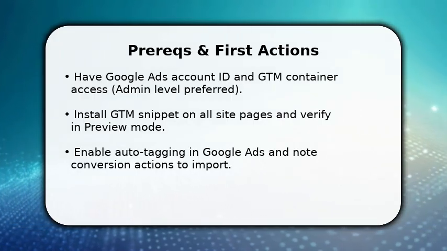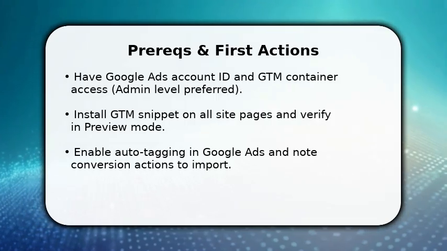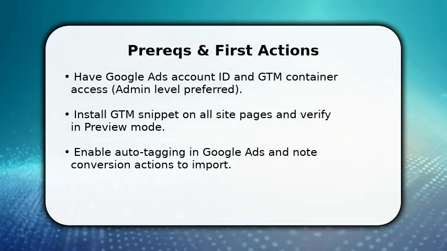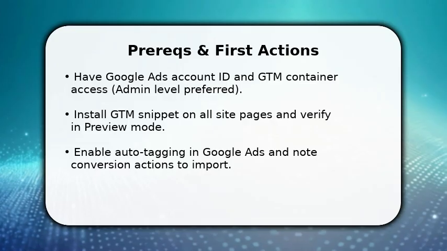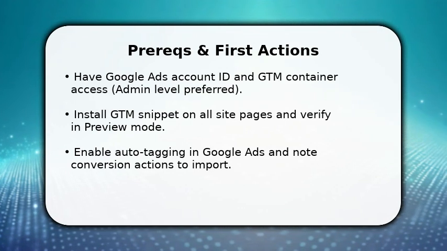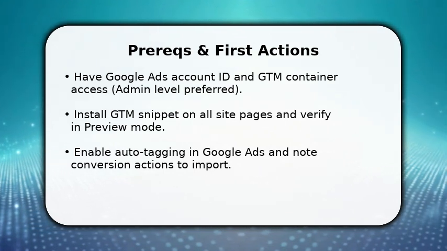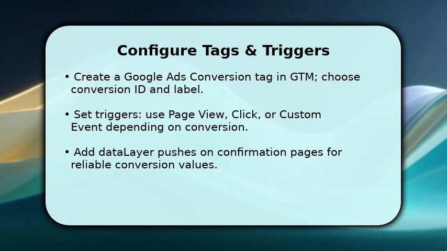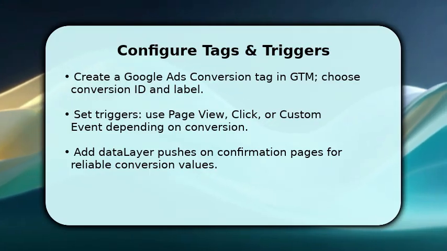Next, enable auto-tagging inside Google Ads so click ID pass-through. This makes remarketing and conversions accurate. Finally, identify or create the Google Ads conversion actions you plan to track so you can map them to GTM tags during the build.